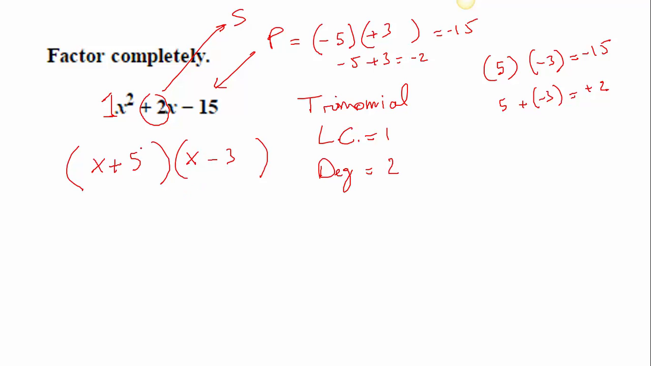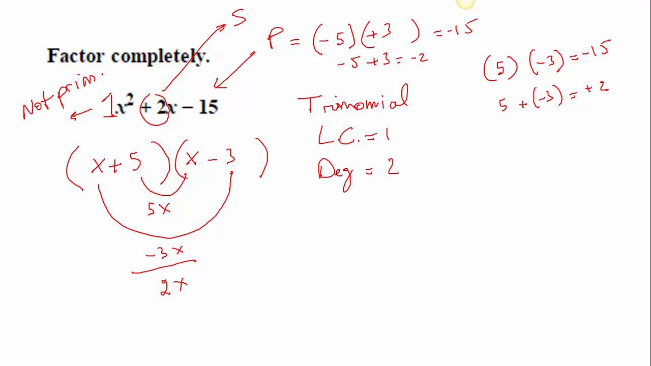Notice that x times x will give me x squared. 5 times negative 3 will give me negative 15. The outer is negative 3x. The inner is 5x. If you add them, 5x minus 3x, you get 2x, and that's the middle term. That's the final answer. This is factoring completely. This is not prime because we were able to factor it.